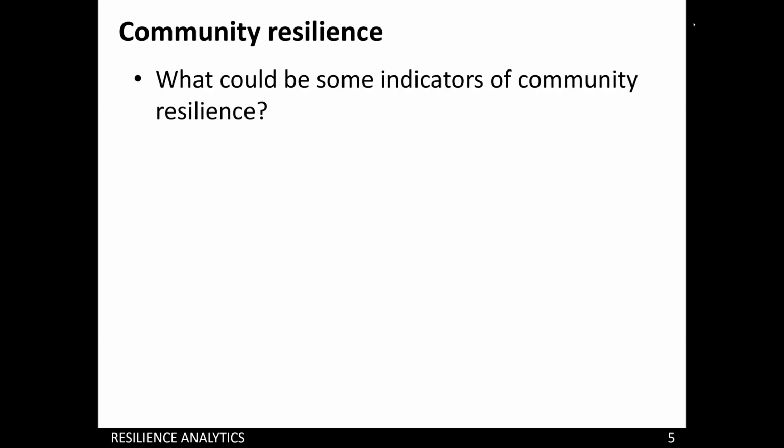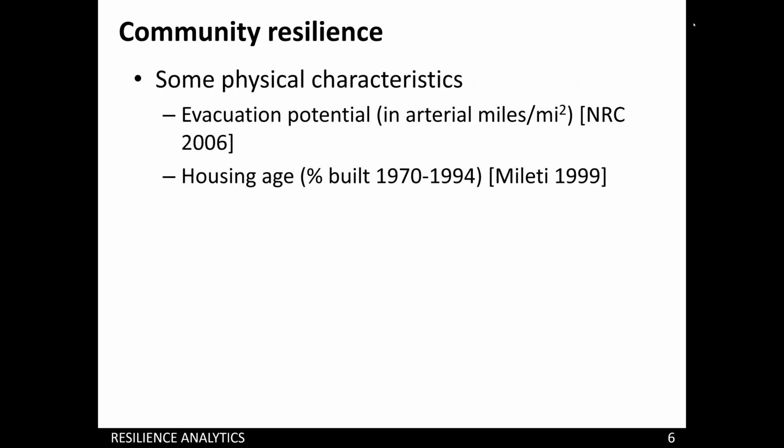And so what we want to talk about in this set of slides, and might set up future lectures, would be: what are some indicators of community resilience? What might make a community resilient to disruptions in infrastructure networks, and just more broadly, disruptive events, natural hazards, and so on? And so here are some physical characteristics that might seem reasonable to be indicators of community resilience.